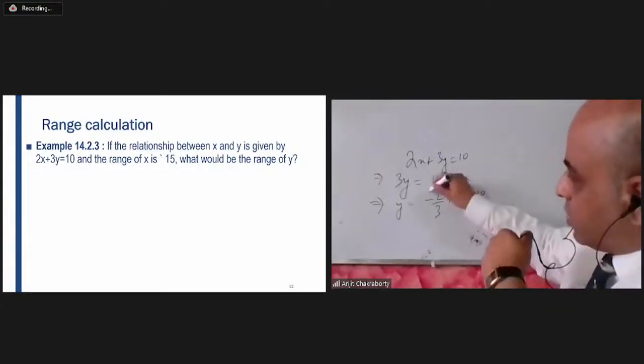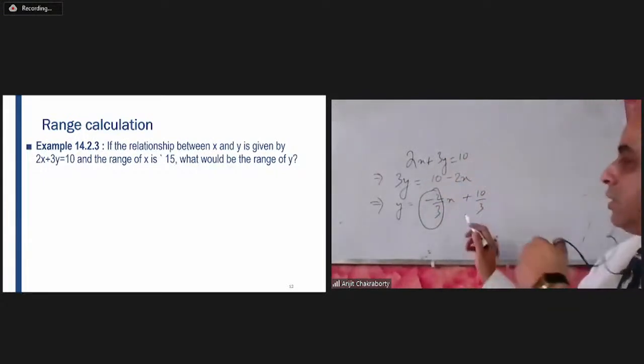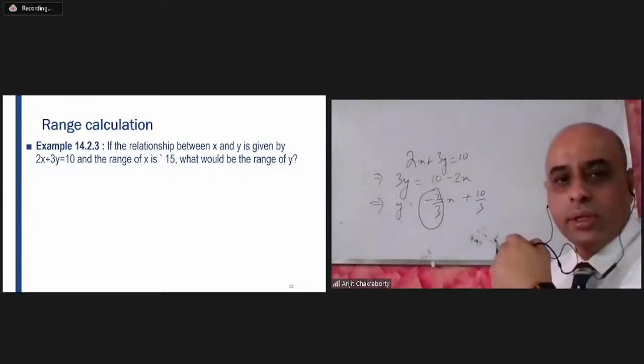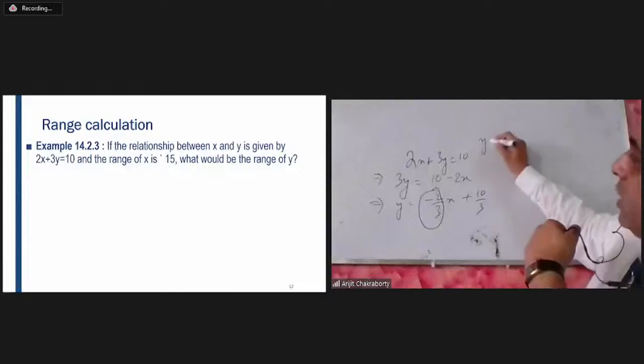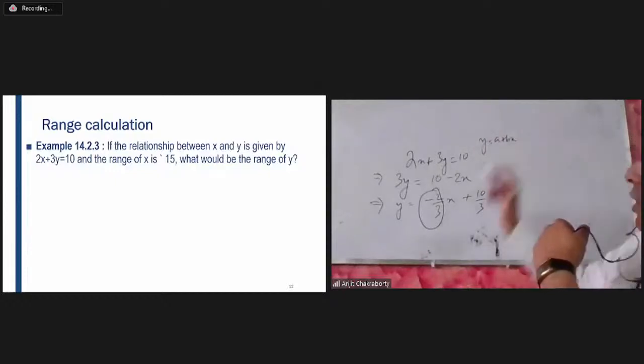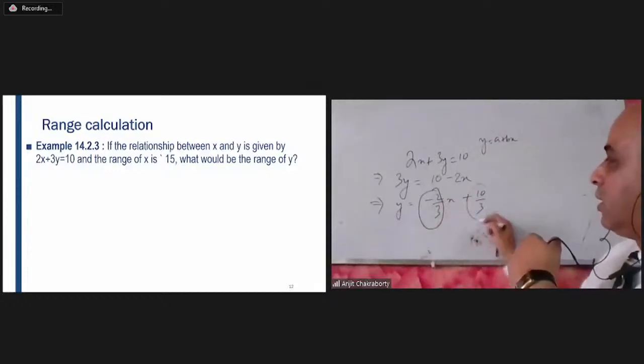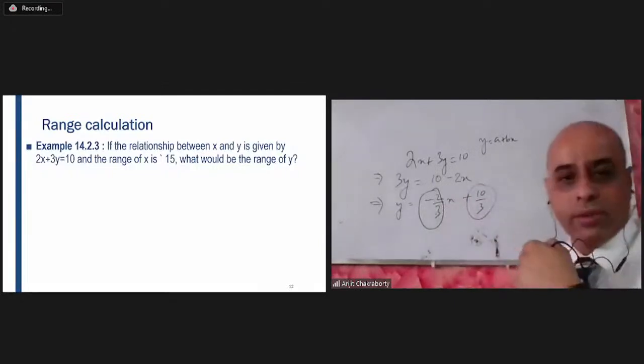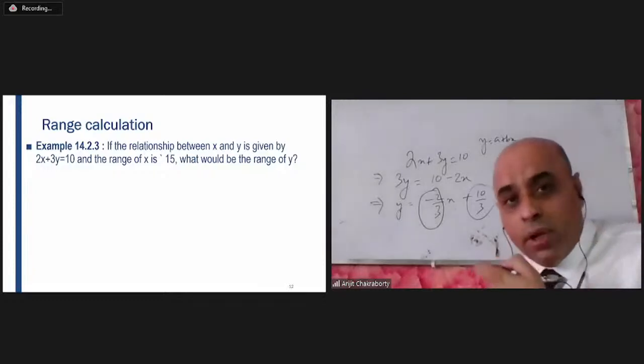So please note that the coefficient of x is minus 2 by 3. So the relation you know is y equal to a plus bx. Here a is 10 by 3 and b is minus 2 by 3. The formula which you need to remember is very simple.